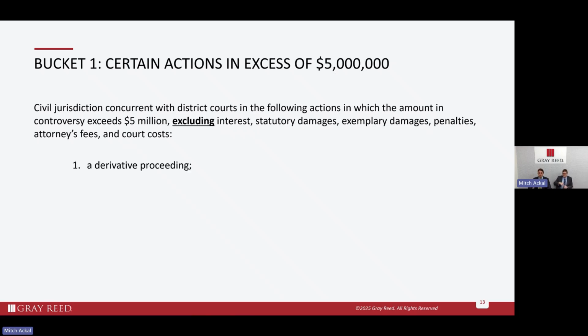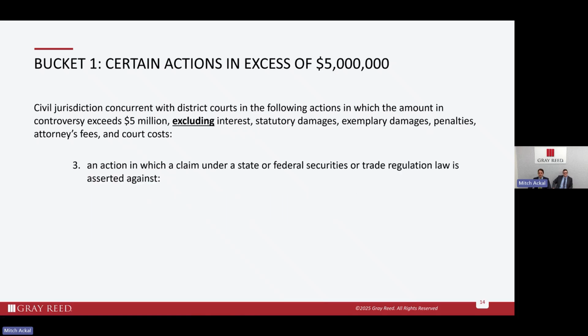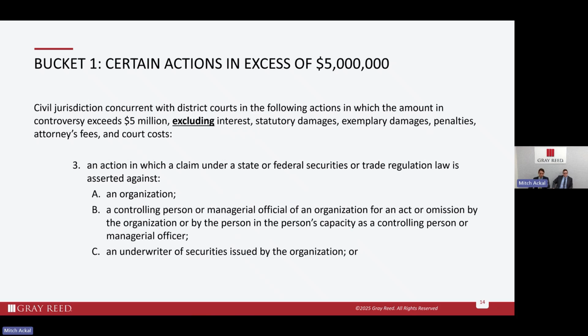So $5 million, and then kind of a sub bucket is a derivative proceeding. So a derivative proceeding where there's $5 million in controversy, internal affairs issues regarding the governance or the governing documents of a company. We have claims arising under federal or state securities laws that are brought against certain entities or controlling persons, as well as auditors. I suspect that any case that gets filed in the business court that deals with federal securities will probably get removed to federal court. Remember, that's always going to be an option.